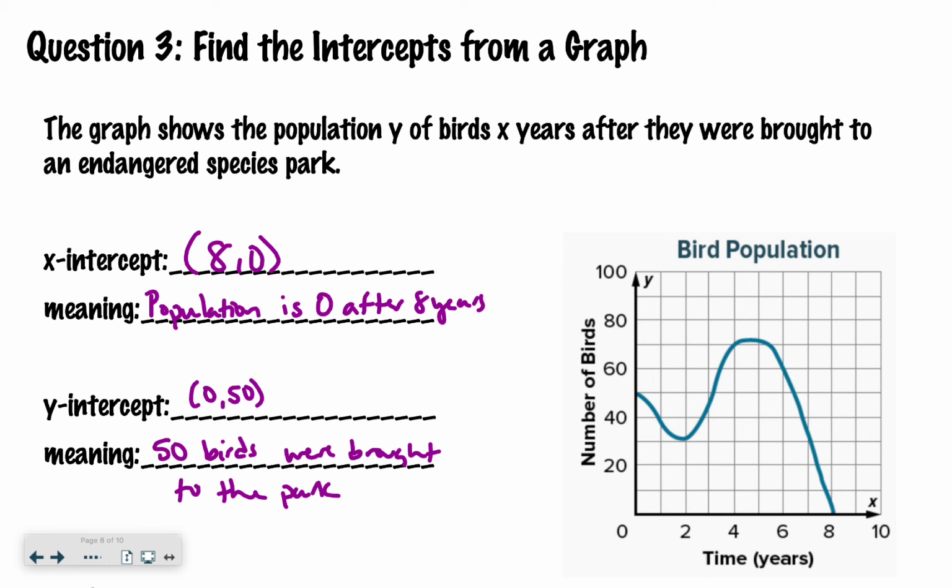Okay, for this problem, hopefully you said the x-intercept was 8, 0, which meant that the population of the birds was sadly 0 after 8 years had passed. And then the y-intercept was 0, 50, which represented that at the start, when the birds were brought to the park, there were 50 birds brought to the park. Okay, if you have questions about that, please be sure to ask for some help. I am happy to help you.